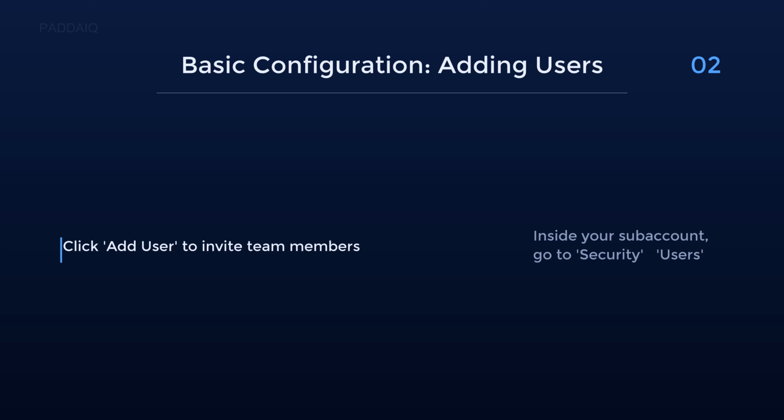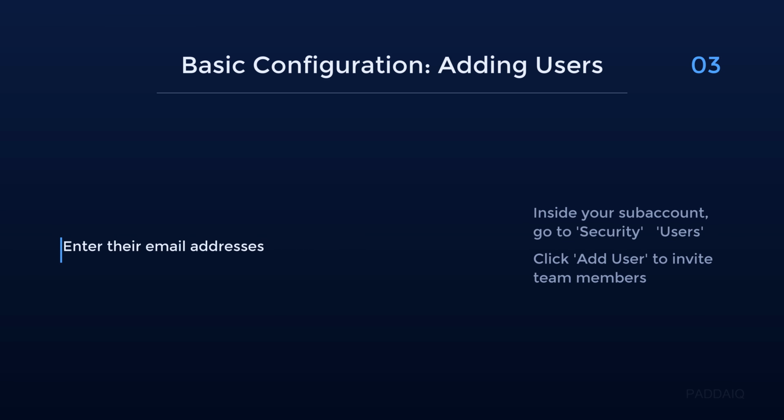Click Add User to invite team members. This action opens a form to input a colleague's email, granting them access to your SAP BTP Subaccount. For instance, when a new developer joins your project, you add them so they can start building applications immediately. This simple step ensures your team has the necessary access to collaborate effectively on the platform.